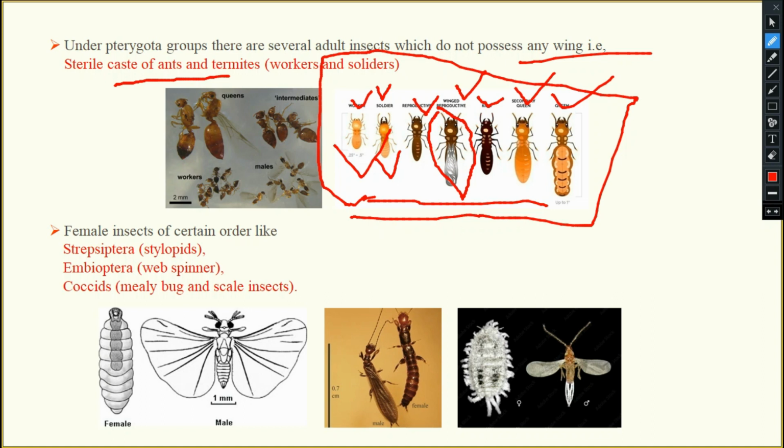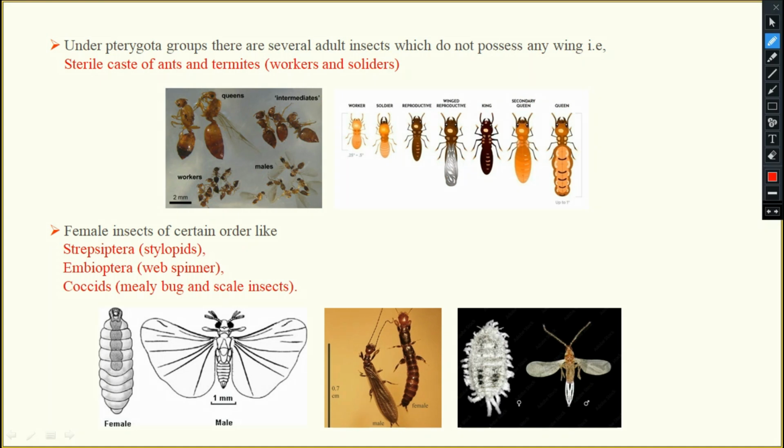But in case of ants and termites, what is happening? In case of queen, one is having wings, one is not. Intermediates, wings are not there. Workers, wings are not there. Males, wings are there. In some castes wings are there, in some castes not. Particularly the sterile workers do not have wings, because they will not fly, they will not mate. They only do the work, foraging and collecting food. Understood? Yes or no? Yes.